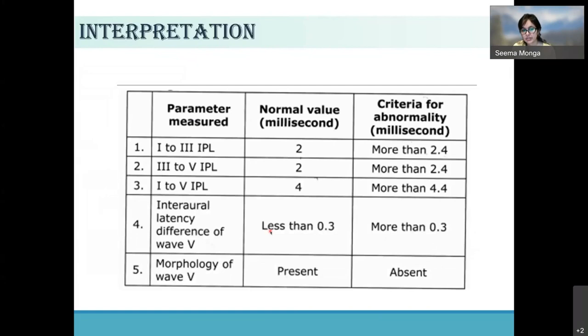How do you interpret it? You interpret the 1 to 3 latency. This is how you interpret. The latency between wave one and wave three should be less than 2, or less than 2.4. If it's more than 2.4, it is high. The latency between 1 to 5 should not be more than 4.4. And between one ear and the other ear, there should not be a difference of more than 0.3.